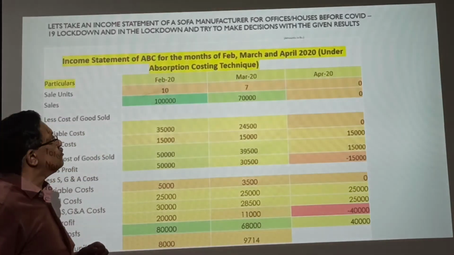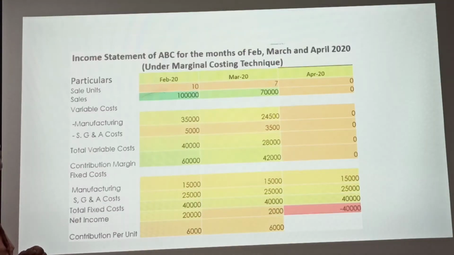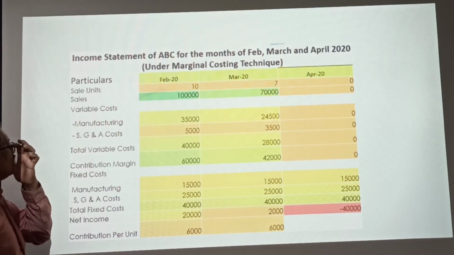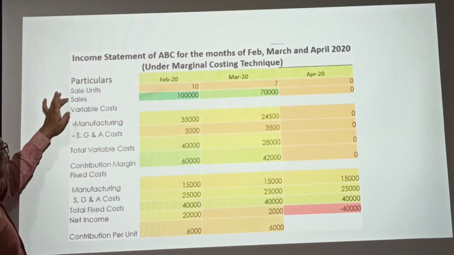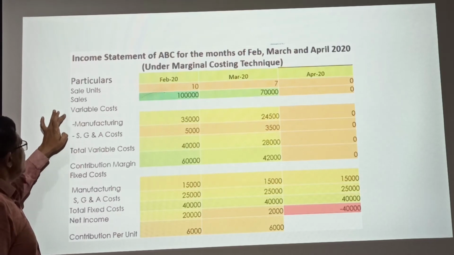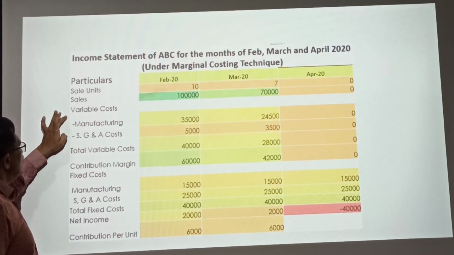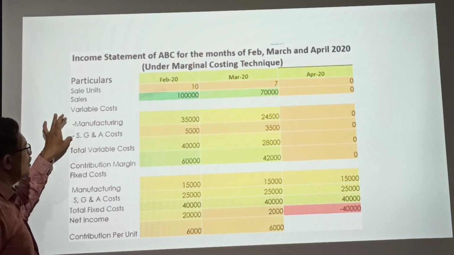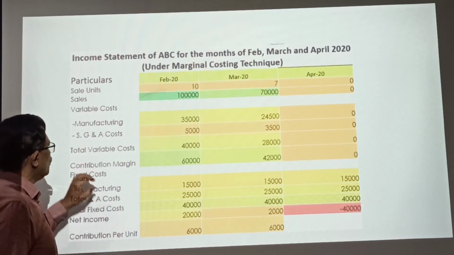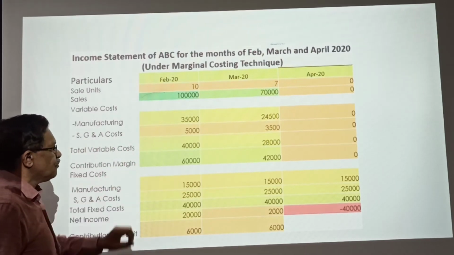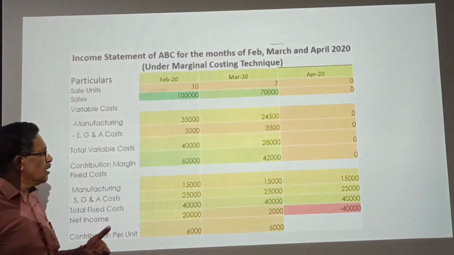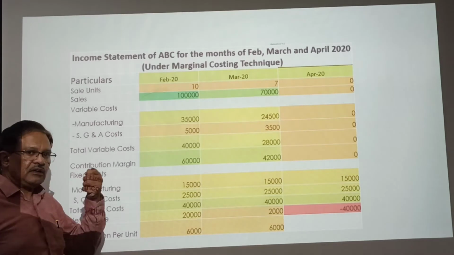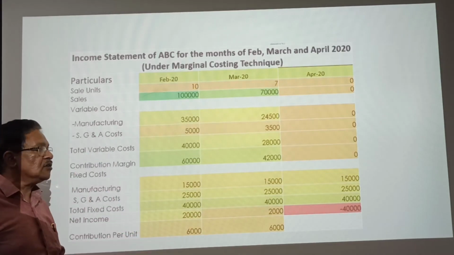That is the reason the concept of marginal costing has come in. If you are preparing the income statement as per the marginal costing technique, what we are doing here is, from the sales we are reducing the variable cost. The variable costs relating to manufacturing, selling and general and administrative costs, we are deducting to get what is known as contribution margin. The contribution margin is considered to be a much more important tool for decision making than the gross profit, the net profit or the cost of production.